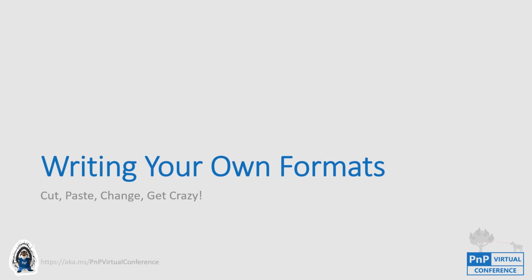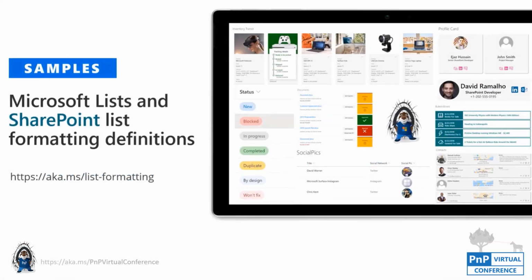Now that we've seen examples of both column formatting and view formatting, let's get crazy, let's get nuts. Let's write our own formats. Let's take a look at what's involved in that. I highly recommend heading over to our GitHub repo for list formatting. 100 plus samples there. In fact, if you go to this link, you'll be taken to our sample gallery. And that sample gallery has not only guidance on how to use the samples themselves, provides listing of those samples by category, by author, by field type, or even by operator.